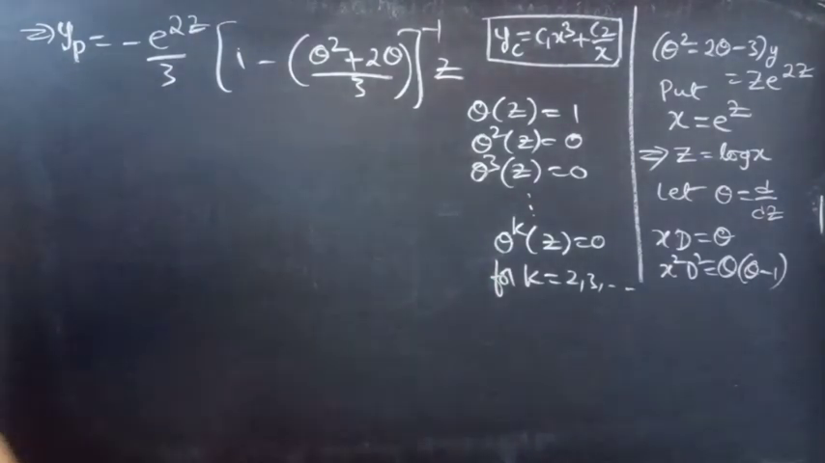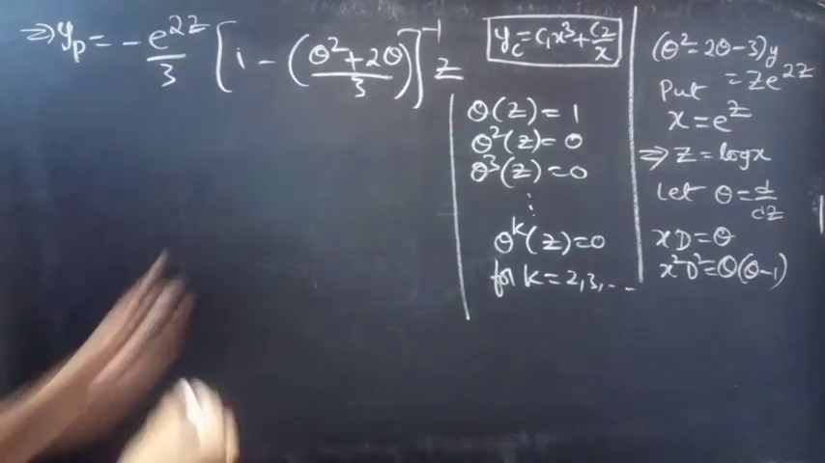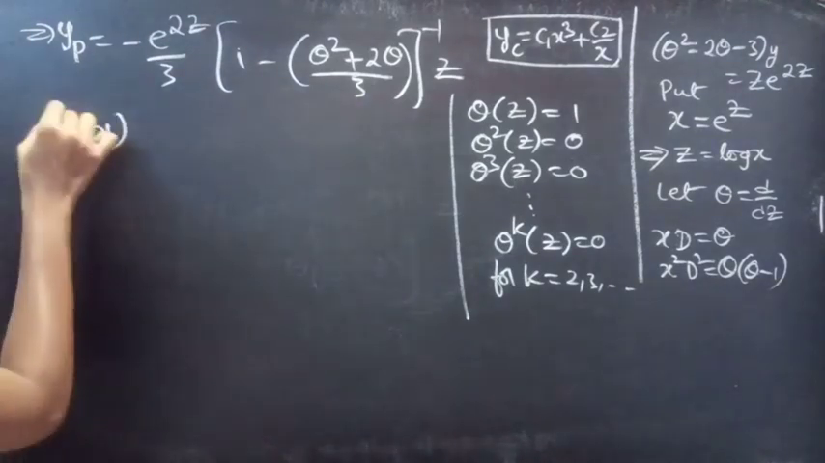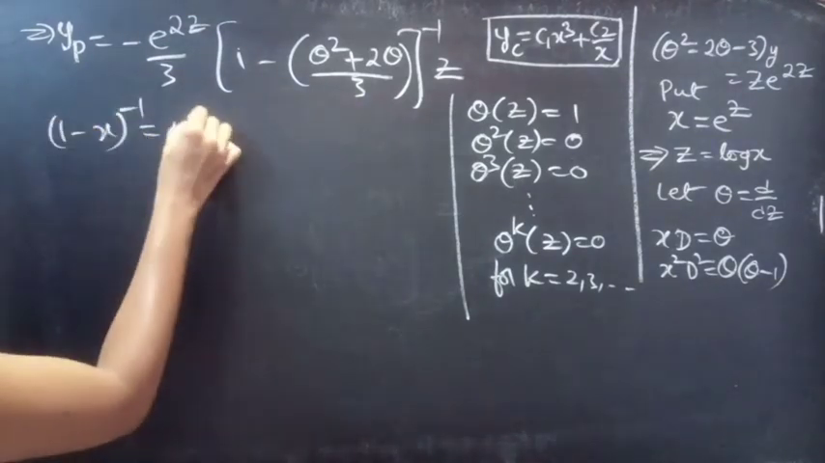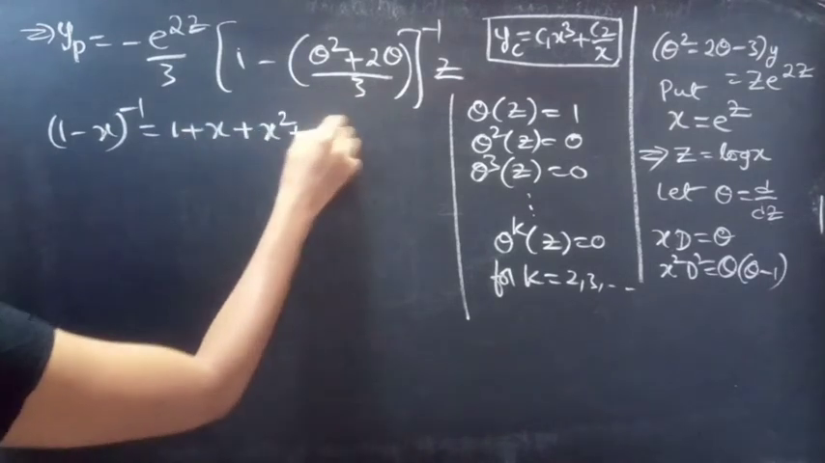Now keeping this in mind, we'll expand this one using the binomial series expansion formula for 1 minus x whole inverse, which is 1 plus x plus x square plus so on.